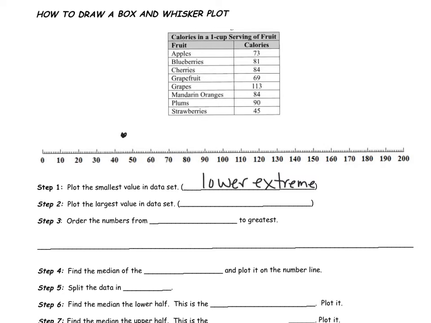Step 2, plot the largest value. Okay, so we're going to plot the upper extreme. Looking at my table, I can see that 113, the grapes, has the most calories. So I'm going to come up here and put a point at about 113. Step 3 says, order the numbers from least to greatest, because we need to find the median. So you're going to take all the numbers from the table and order them from least to greatest. 45 is smallest.